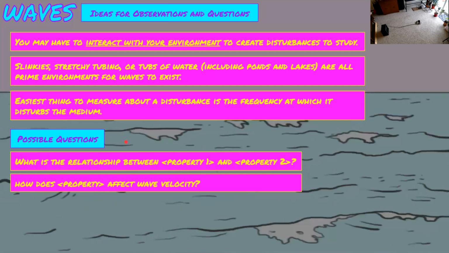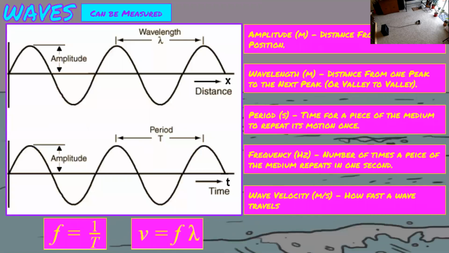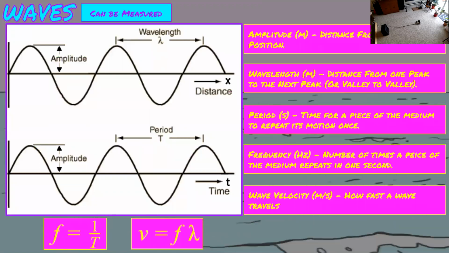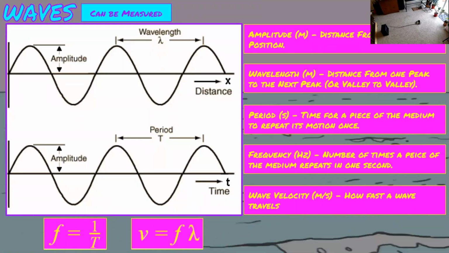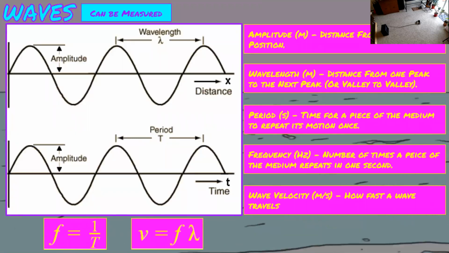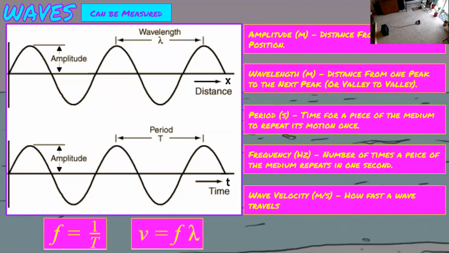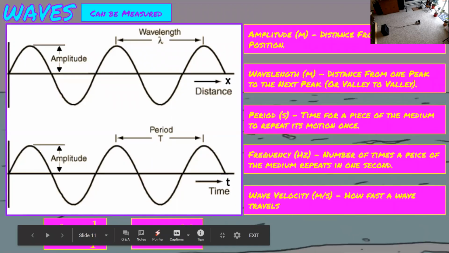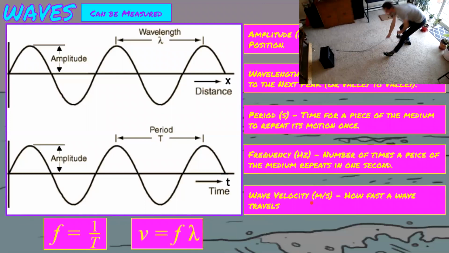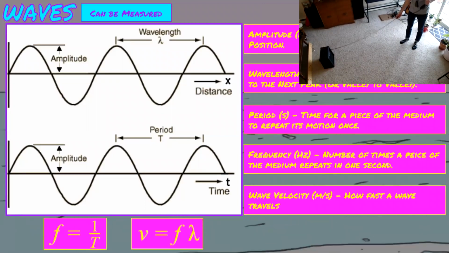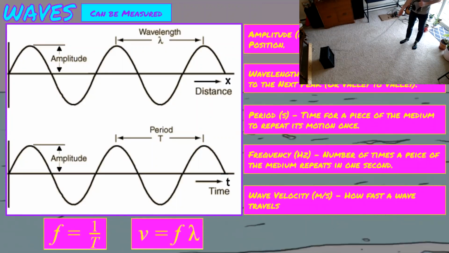What is the relationship between property 1 and property 2? If we go back and look at the different things that we can measure about waves, you might ask, what is the relationship between the frequency and the wavelength? We know that that's the velocity. You could do a lab based on that. What is the relationship between the amplitude and the period? Meaning, if I drive this at a small amplitude, how does that change the period if I drive it at a large amplitude? You could do a lab based on that.